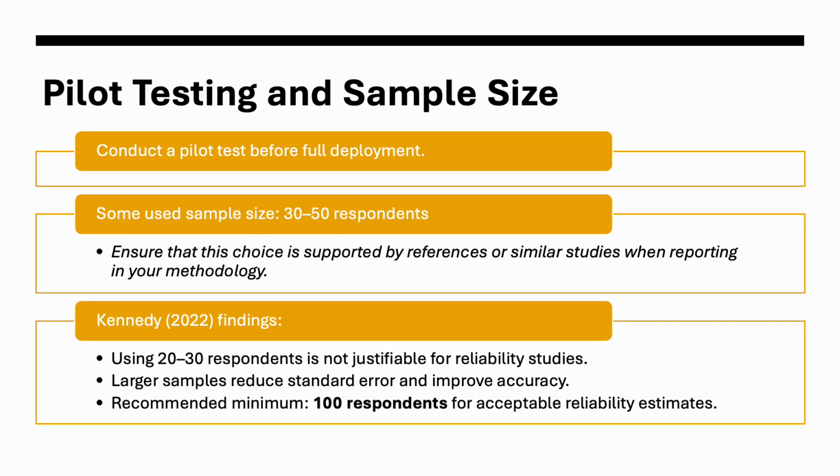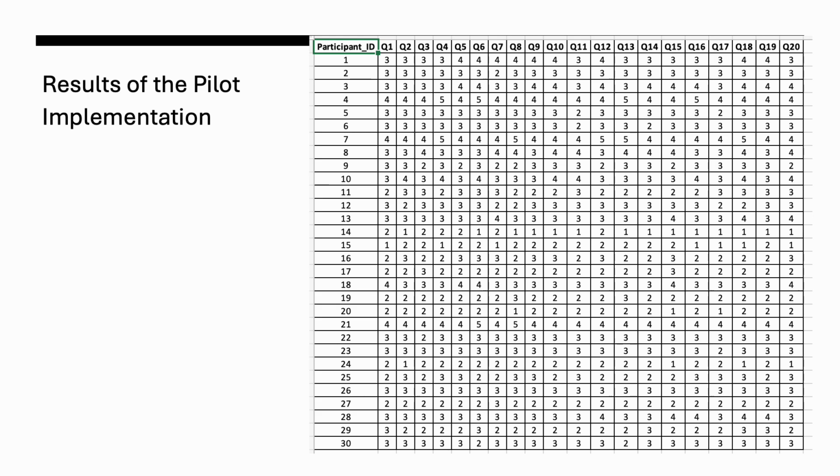Before applying the instrument to your full population, test it on a group that shares similar characteristics with your target respondents, but is not part of the actual sample. While some researchers use 30 to 50 respondents for pilot testing, Kennedy's 2022 study indicates that this may not be statistically strong enough. The study recommends at least 100 respondents for more accurate reliability estimates, as larger samples help reduce the standard error. Just for this demonstration, we are using a sample dataset that represents 30 respondents.